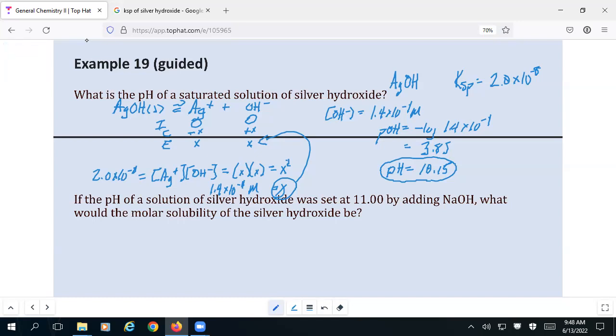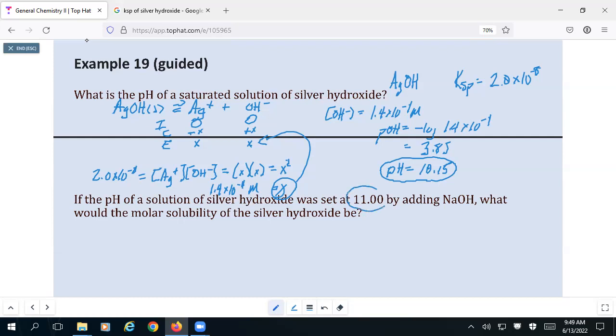So silver hydroxide on its own is giving us a pH of 10.15. Now, the question here is basically a common ion effect question. If the pH is set to 11 through the use of a buffer, sodium hydroxide, whatever the case may be, what would the molar solubility of the silver hydroxide be in that circumstance?